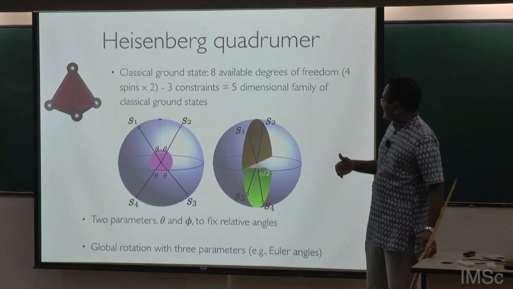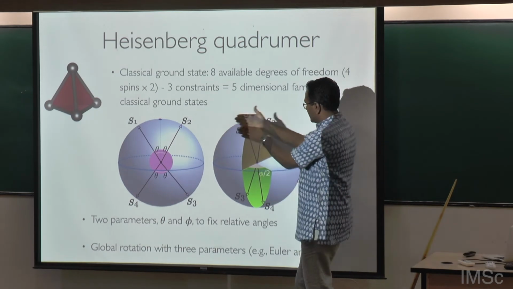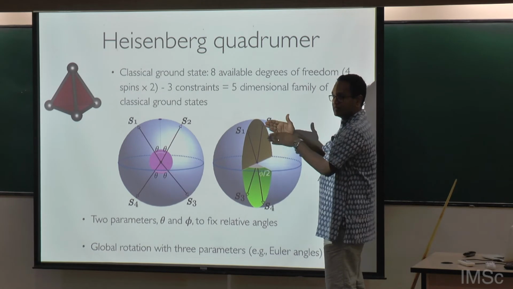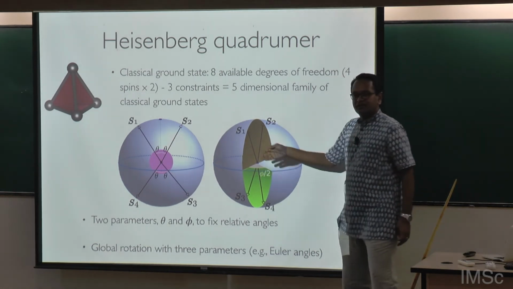What I can now do is take S1 and S2, which lie in one plane, and 3 and 4, which lie in one plane, and now I can twist them. Imagine I move 1 and 2 this way and 3 and 4 this way. The sum is still 0. You can just convince yourself that the sum is still 0.